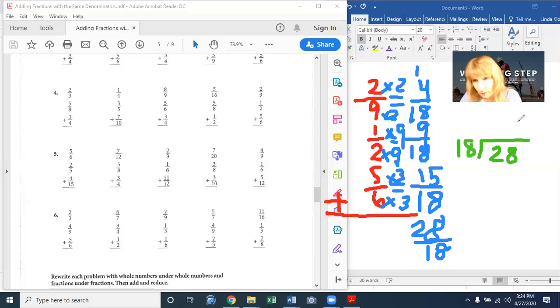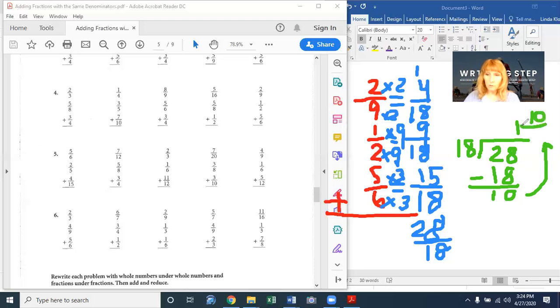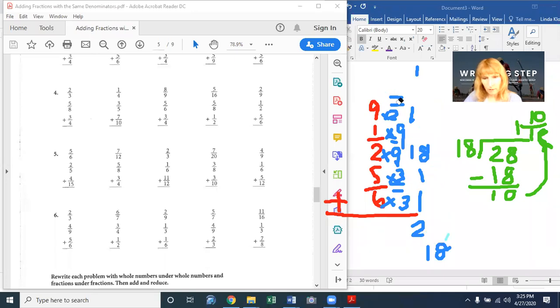So only one, right? 2 times 18 is 36. So only one 18 will fit into there. Subtract out 28 minus 18, we get 10. So we get 1 and 10/18. 1 and 10/18, just like that. But we can reduce 10/18. So let's go back to our red color. I'm going to make a little room here by getting rid of this part. We know it's 1 and 10/18.